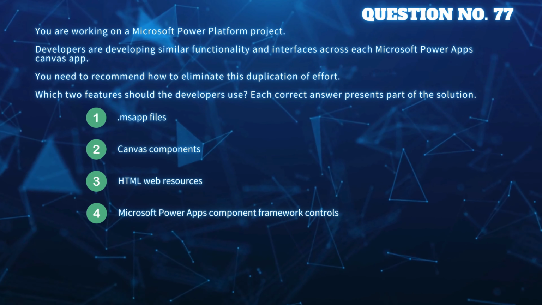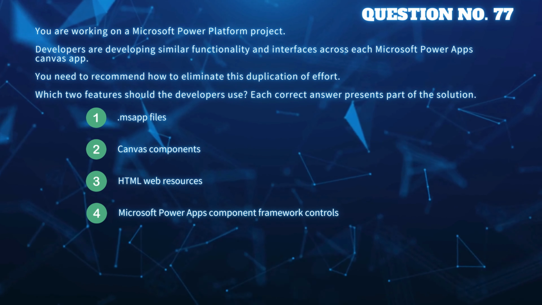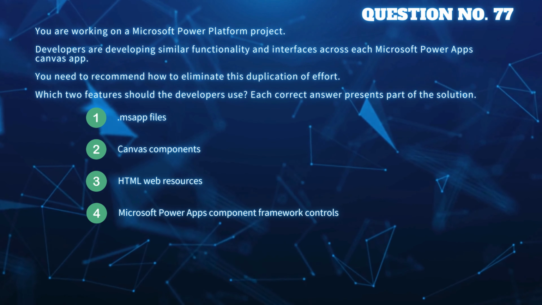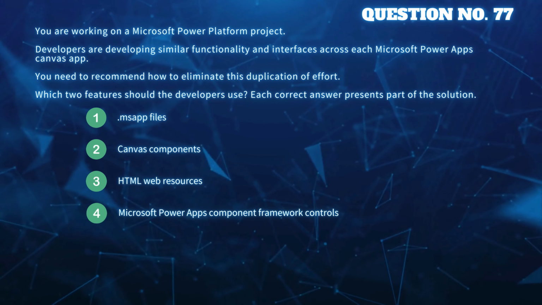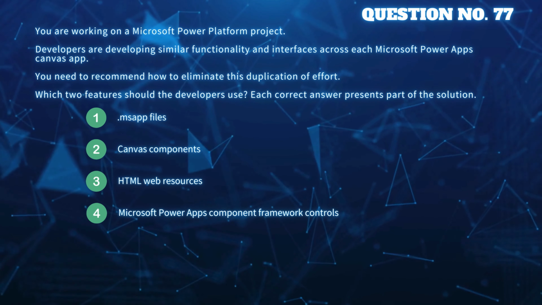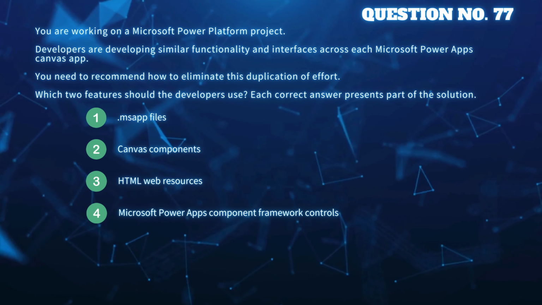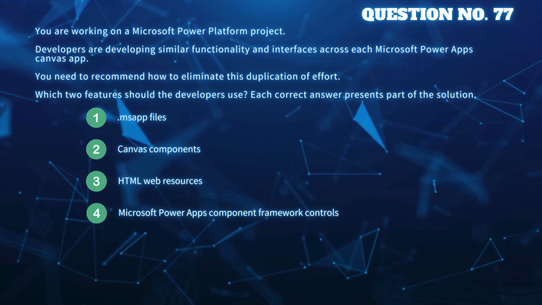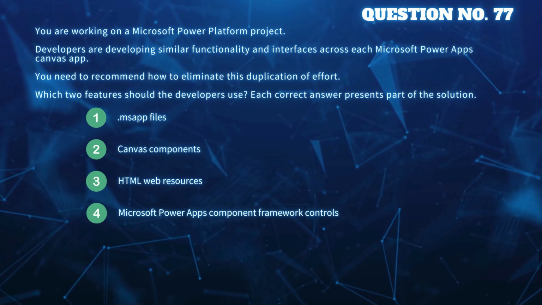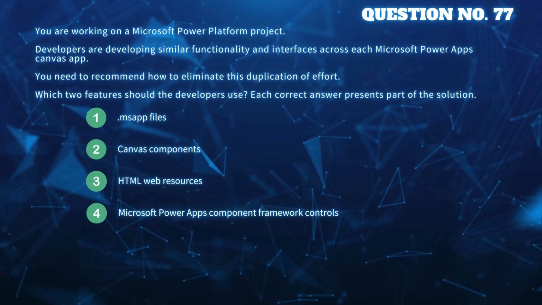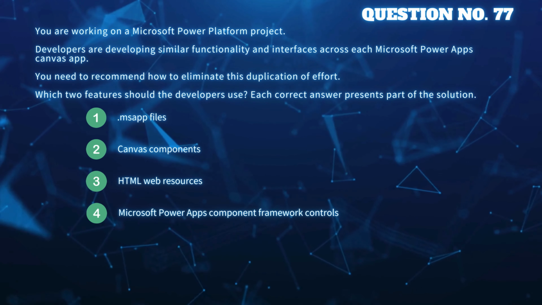You are working on a Microsoft Power Platform project. Developers are developing similar functionality and interfaces across each Microsoft Power Apps Canvas app. You need to recommend how to eliminate this duplication of effort. Which two features should the developers use? Each correct answer presents part of the solution. Option 1, .msapp files. Option 2, Canvas components. Option 3, HTML web resources. Option 4, Microsoft Power Apps Component Framework Controls.